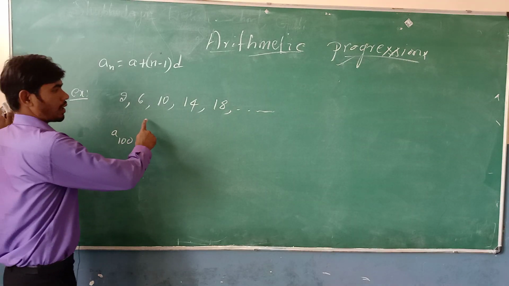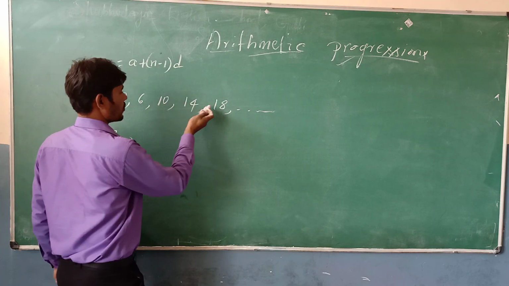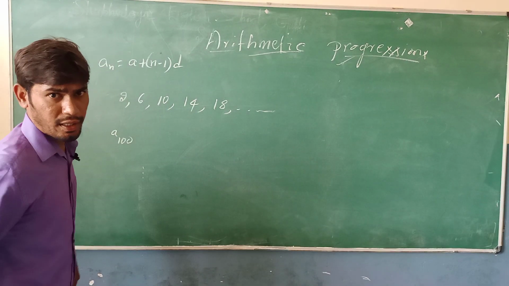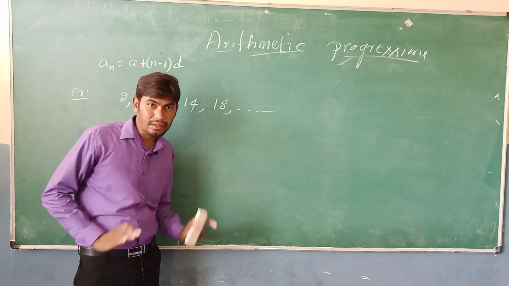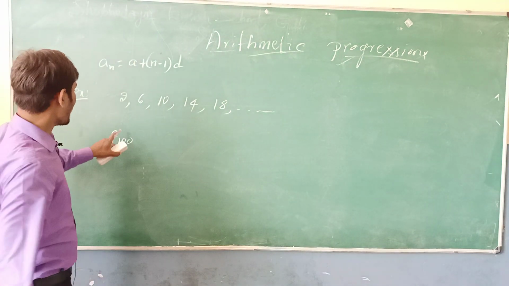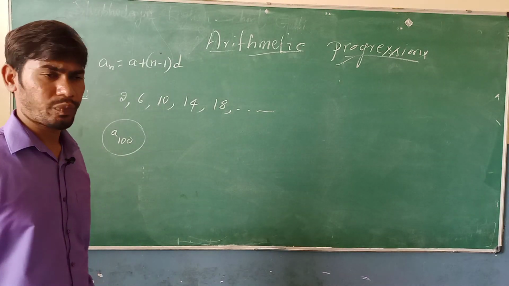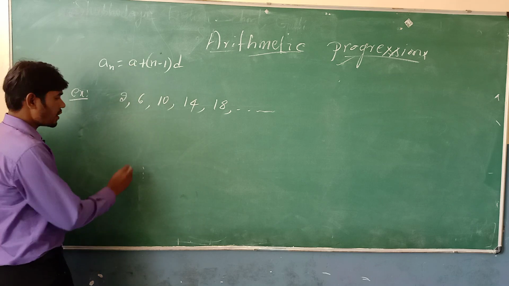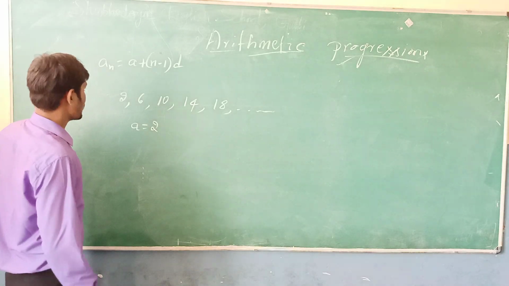Now we have calculated all the terms: 6th term, 7th term, 8th term, 10th term, 20th term, 30th term, 40th, 50th, 60th, 70th, 80th, 90th, 100th term. But by using this formula, we can directly find the 100th term value of this arithmetic progression. First we take the first term of the arithmetic progression: A is equal to 2.